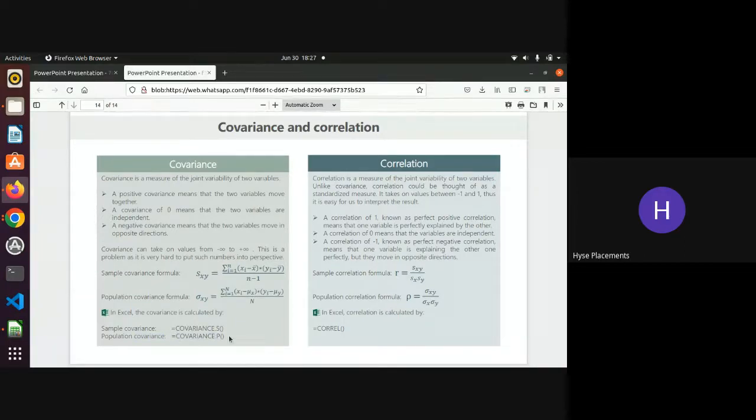Okay. In the same way, correlation is also a measure of joint variability of two variables. But what is the difference? Unlike covariance, correlation could be thought of as a standardized measure, I mean, one that has standards to it. Everyone uses this, so it takes on values between -1 and 1. Covariance can take values from minus infinity to plus infinity, but correlation takes values from -1 to 1. Thus, it is easy for us to interpret the result. Covariance also does the same job, but if it takes values from minus infinity to plus infinity, it's very difficult for us to interpret the results.